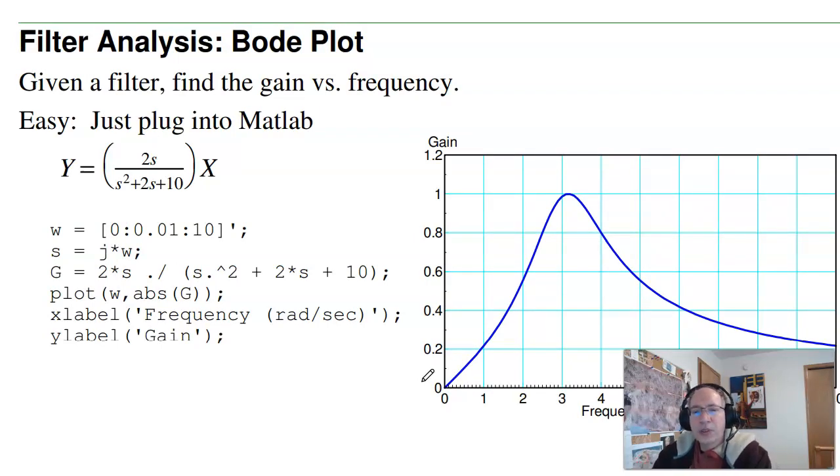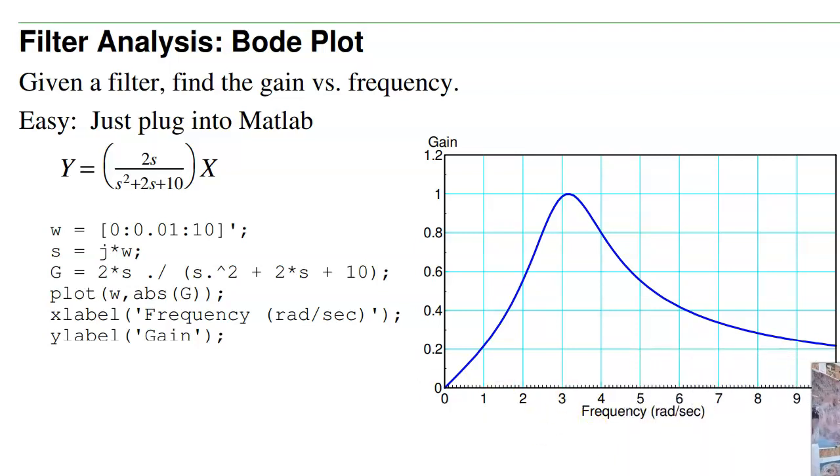Suppose you don't know the frequency of the input. Well, there's a thing called a bode plot. It's a graphical way to describe a filter. For example, suppose I have this filter. I want to know how it behaves. What I could do is calculate the gain at, in this case, 1,000 different points between 0 and 10 radians per second, and then plot them.